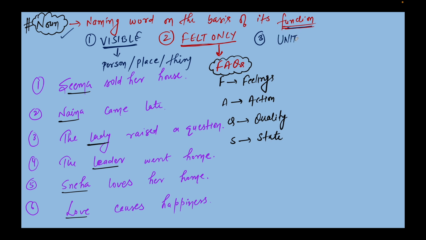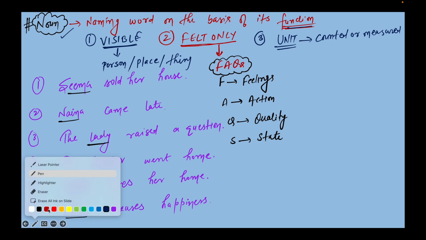What is unit here? Unit means something that can be counted or measured. Something that can be counted or measured is known as unit. Is it clear? Okay.